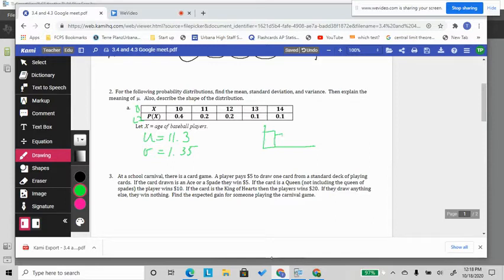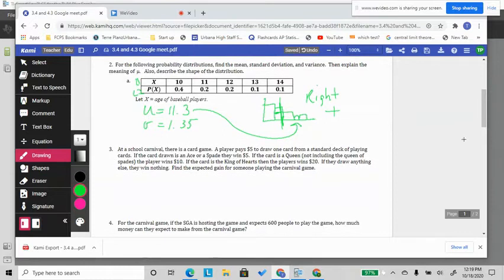The shape, 0.4, I'm sketching. 0.2, should be down here, 0.2, 0.2, 0.1, 0.1. It is right skewed, or what we call positive skew, just as a review. So that means the median's here and the mean is being pulled up, just as a review.